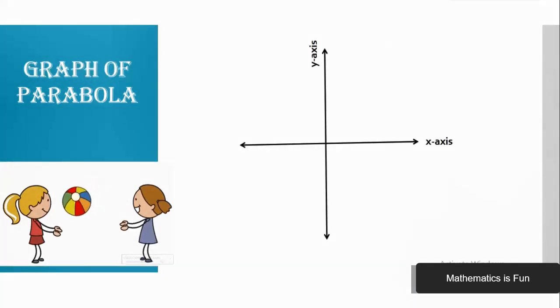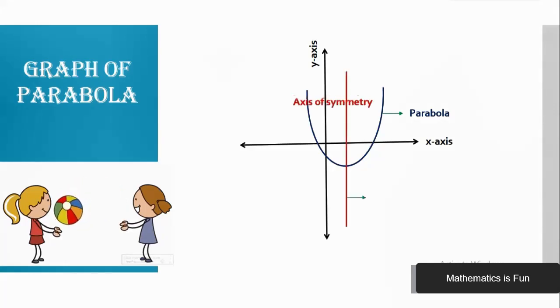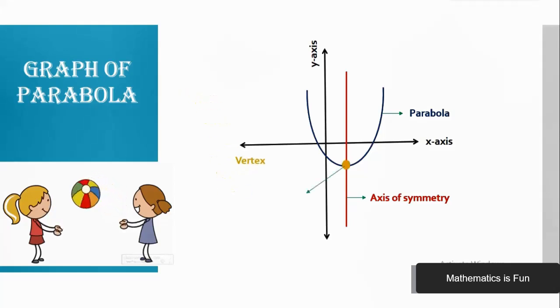Let's now discuss the main features of the graph of a parabola. This is a parabola, which is just like the alphabet U. And this vertical line is the vertical axis, or axis of symmetry, of the parabola. Now, what is the axis of symmetry? The axis of symmetry basically divides the graph into two reflecting parts. The intersecting point of the parabola and the axis of symmetry is the vertex.